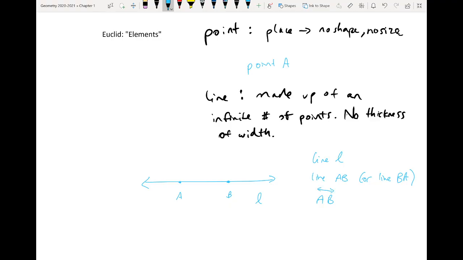AB, and you'll see a little line over the top of it. Or also BA with a little line over the top of it. Same thing. Okay?